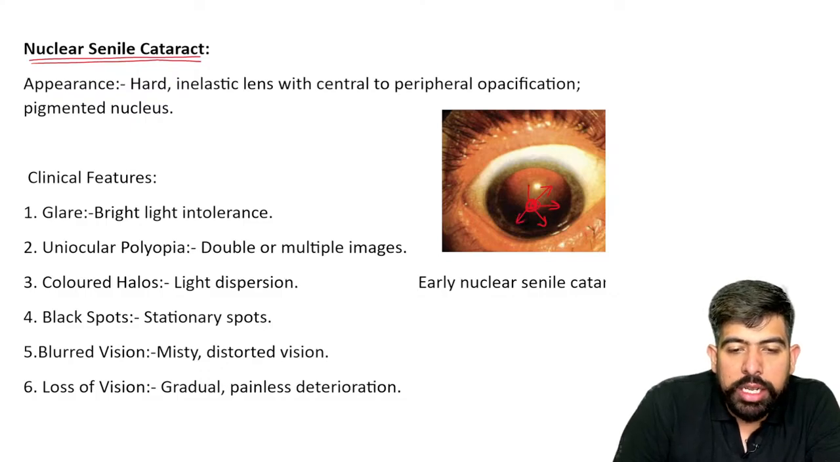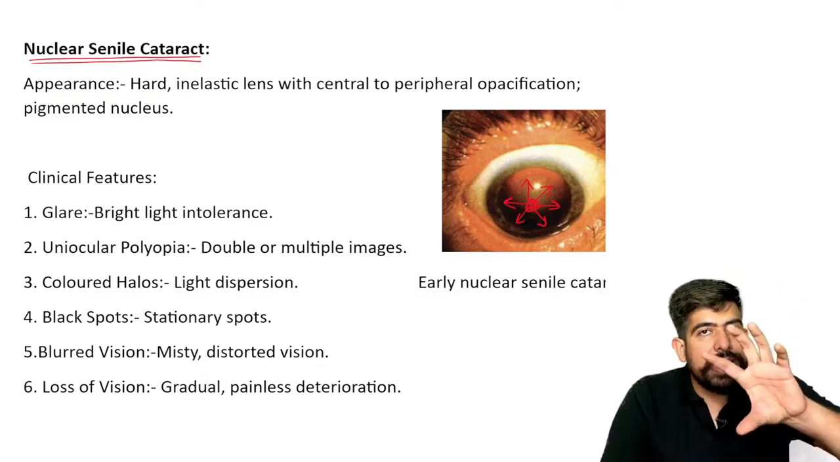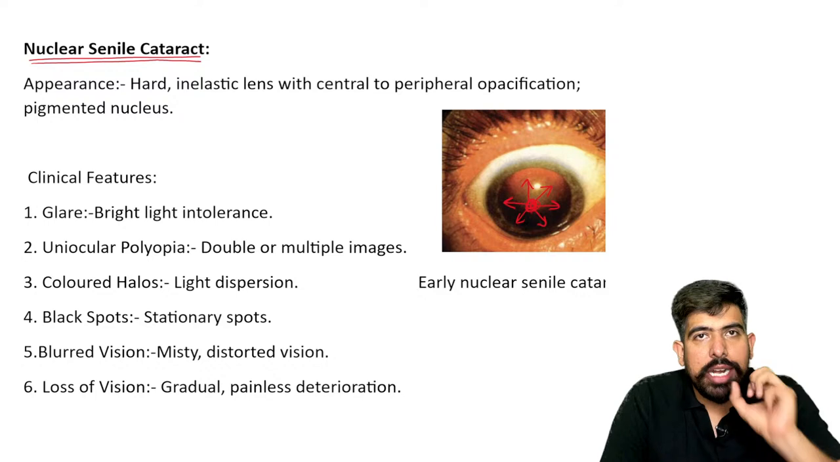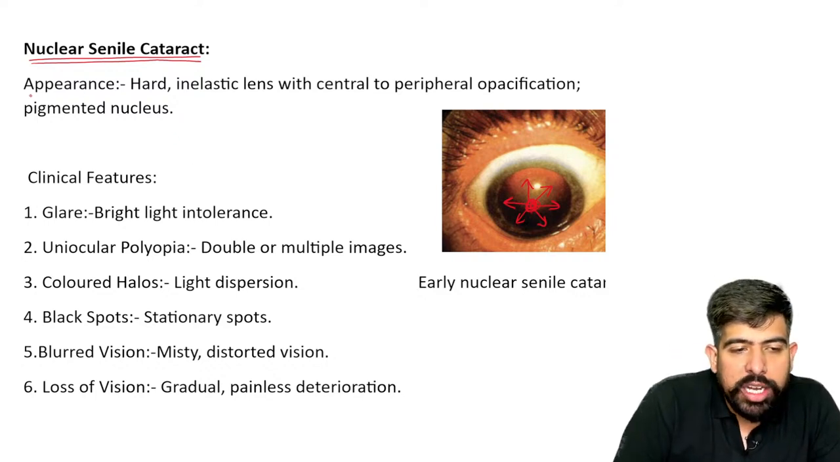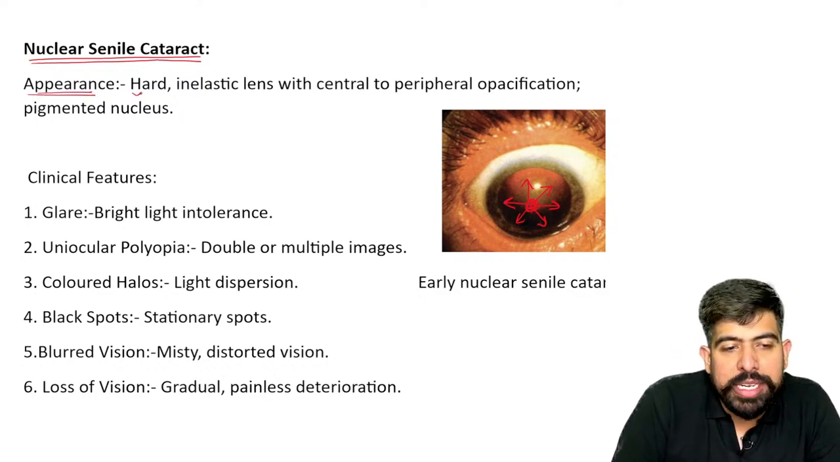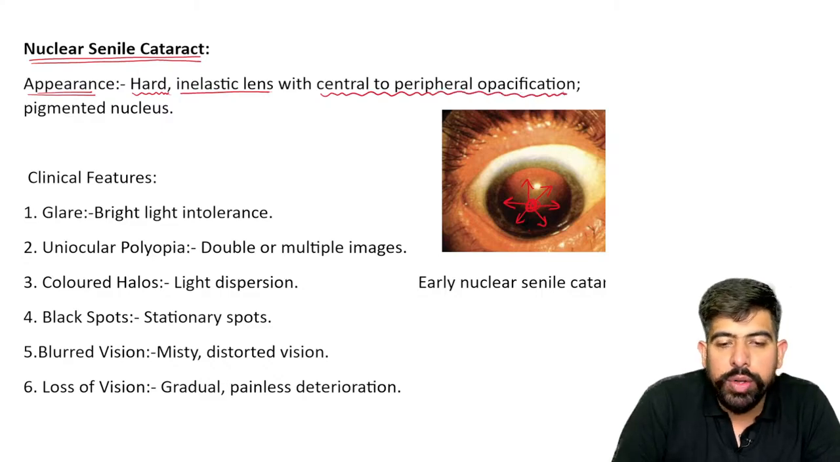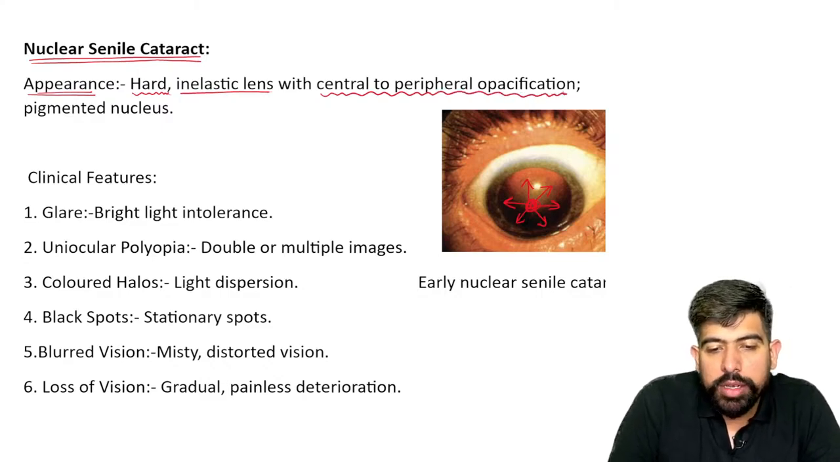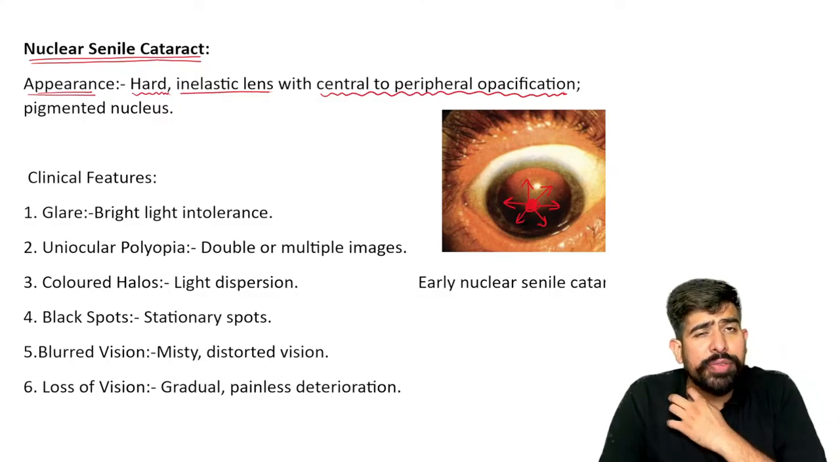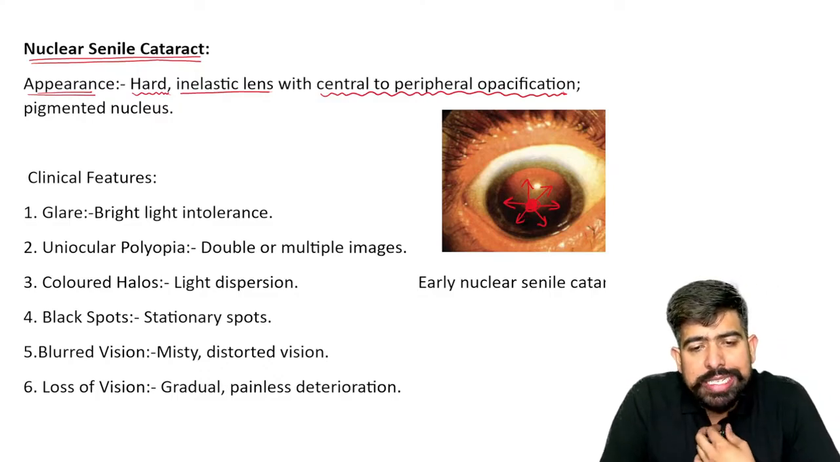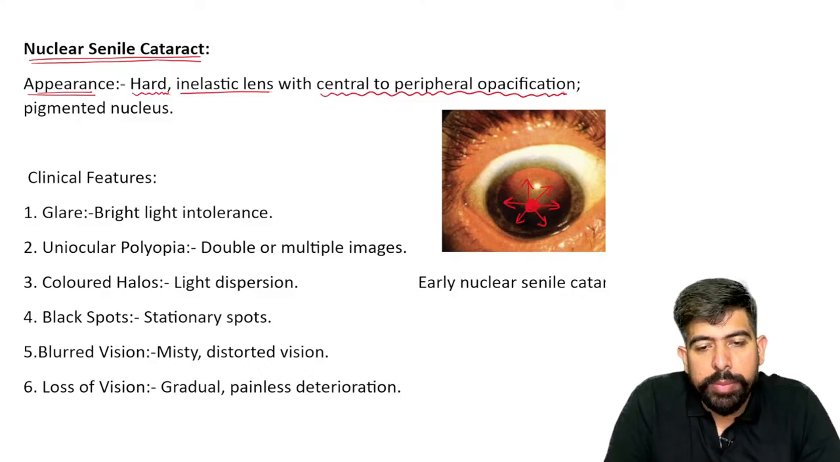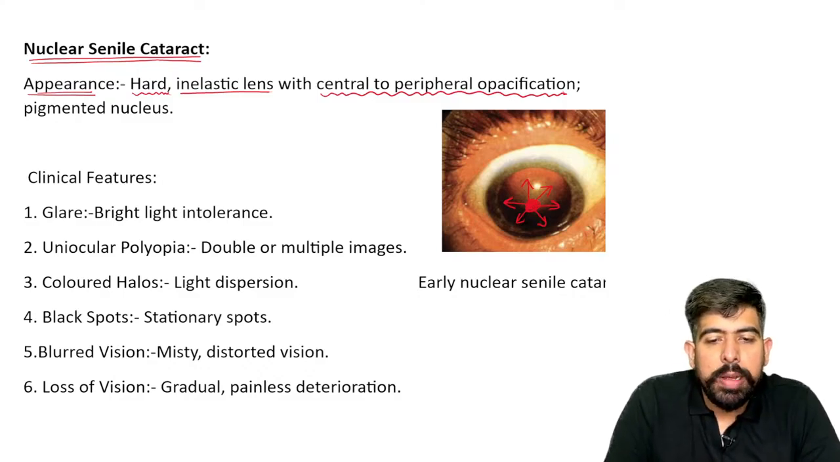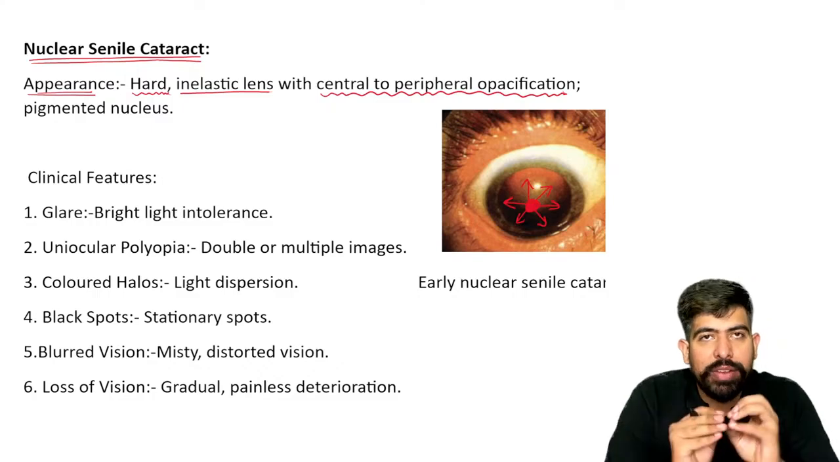I'm drawing in the image, just check it out. It starts from the central part because the nucleus is in the center. So the clouding starts from the central part. What kind of appearance will it give? The appearance will be a hard and inelastic lens with central to peripheral opacification. Opacification starts centrally and goes to the periphery like this.